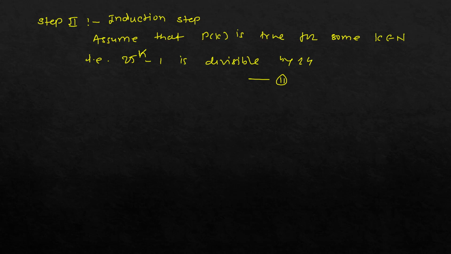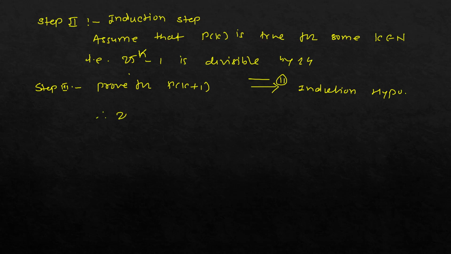यहाँ पे भी आपका same step कहाँ पे use होने वाला है? For the step number 3 के लिए. So step number 3, prove for P of k plus 1. Step का नाम क्या देते हैं हम लोग? That is a induction hypothesis. Okay. So therefore here we have to prove that 25 raised to k plus 1 minus 1 is divisible by 24.